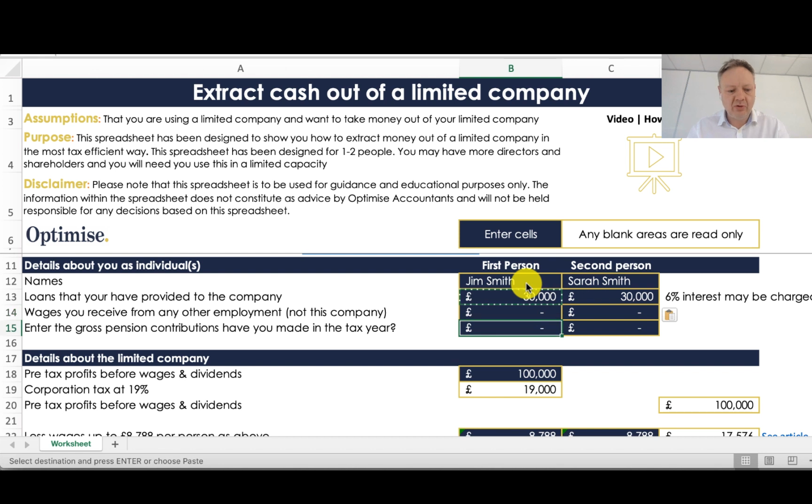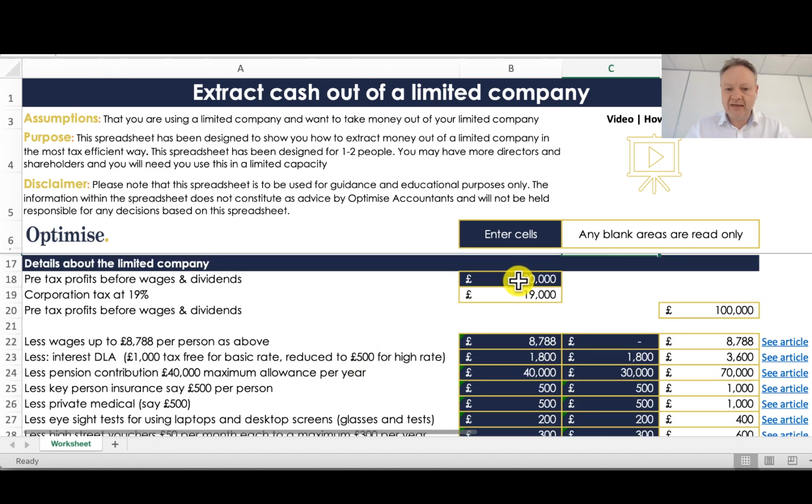Now, you may be employed, you may not be, and this is another good reason why we do two people at once. Let's imagine that we've got Jim, who is full-time in property and has no real income from employment, but Sarah is, let's say, a high-rate taxpayer on £55,000, and she's got enough salary. She also makes pension contributions where Jim doesn't. So let's imagine that she's got £10,000 worth of pension contributions. This information is so important when we're looking to extract money out of the limited company.